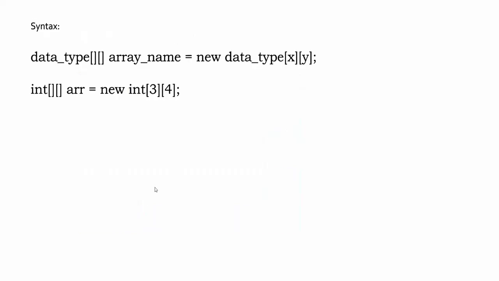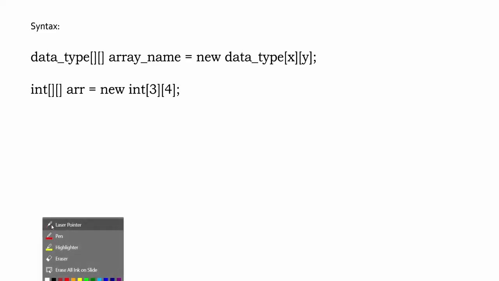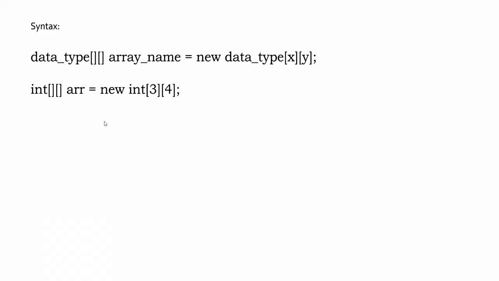Let's see what the syntax looks like. The syntax is the data type, then we specify the array name, and with the keyword new, memory will be allocated for the array. Then the data type and then x comma y. Here we have to specify the rows and columns. So let's take an example.